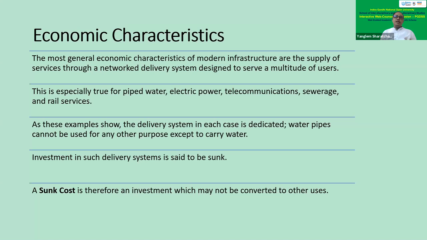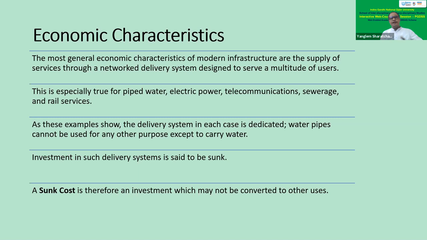Then if you look at the economic characteristics, modern infrastructure, like supply services and network delivery systems, is designed to serve a multiple set of users. For example, piped water, electric power, telecommunication, sewerage, and rail service. Now, they have high economic value, and you can see that it is very useful.